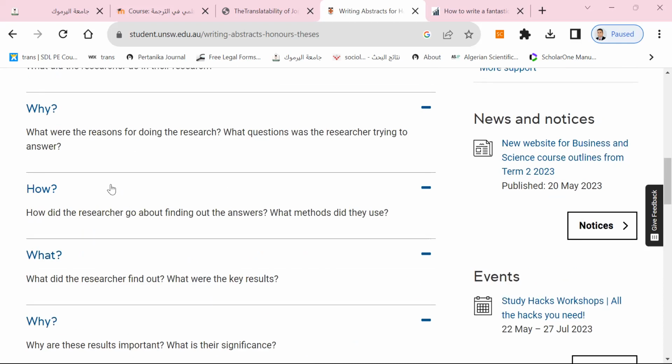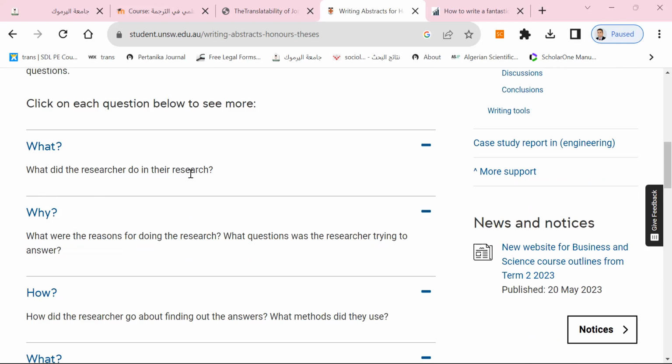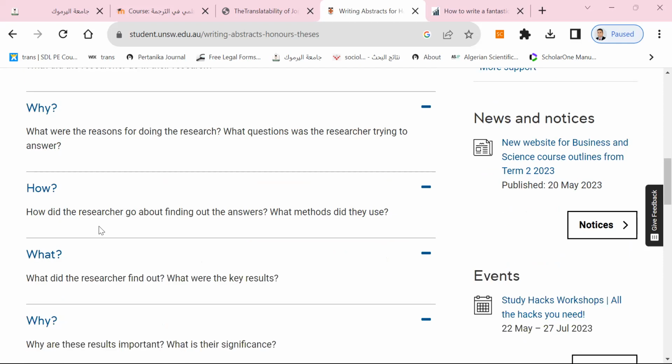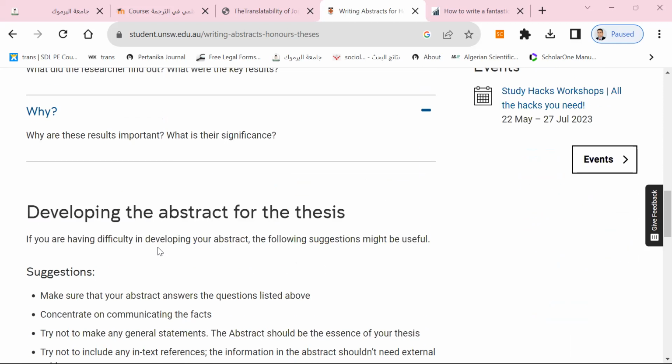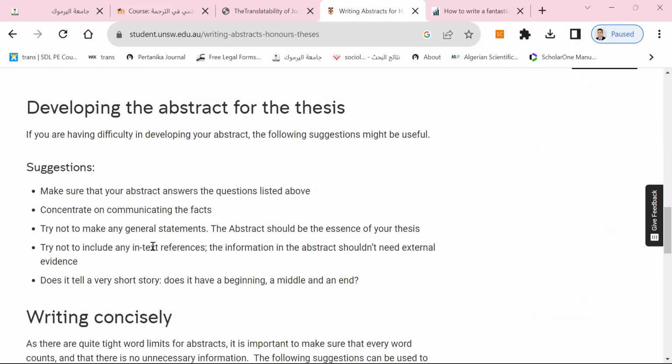Look again. What did the researcher do in their research? What were the reasons for doing the research? What questions was the researcher trying to answer? How did the researcher go about finding out the answers? What methods did they use? Methodology. What did the researcher find out? What were the key results? Why are these results important? What is their significance? Two, concentrate on communicating the facts. Three, try not to make any general statements. The abstract should be the essence of your thesis.